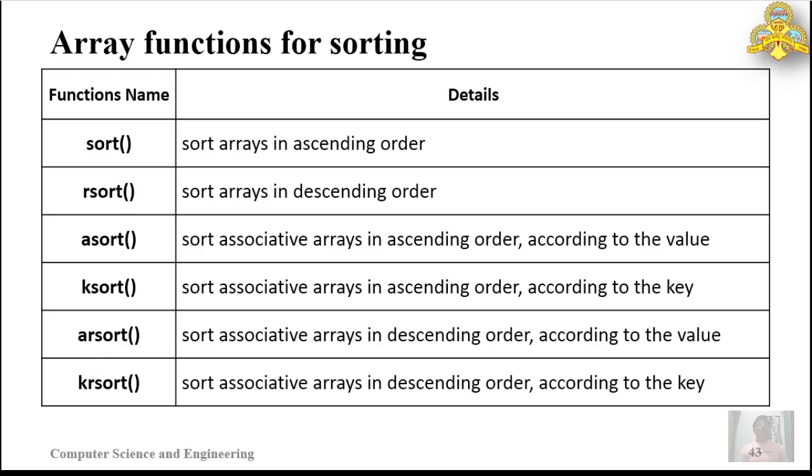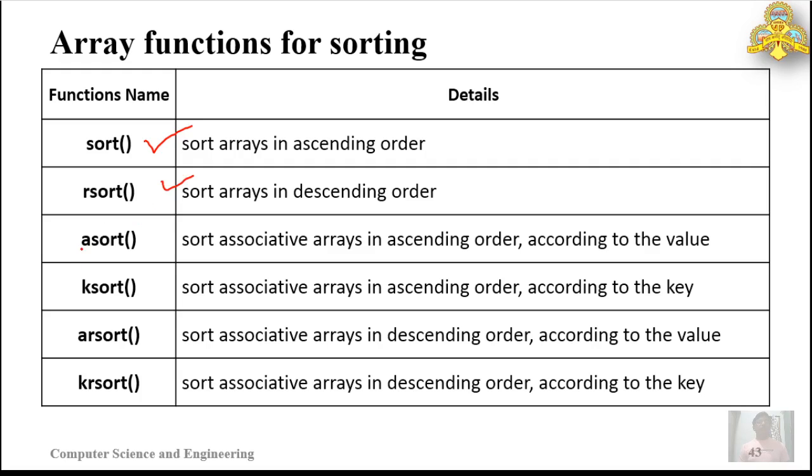Here are the array functions for sorting. Sort, as the name specifies, sorts arrays in ascending order, and ascending order is based on the values. So this is very important. Even if it is an associative array, it does not check the keys, it checks the values and they are sorted. And here is rsort, that is descending order based on the value of elements.